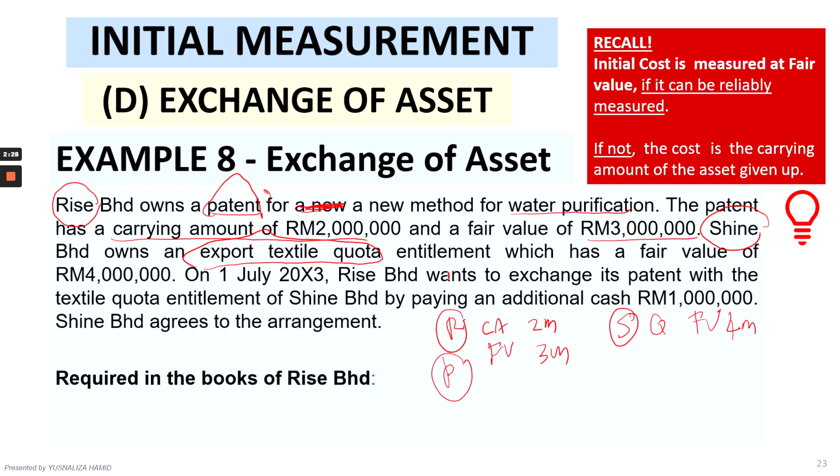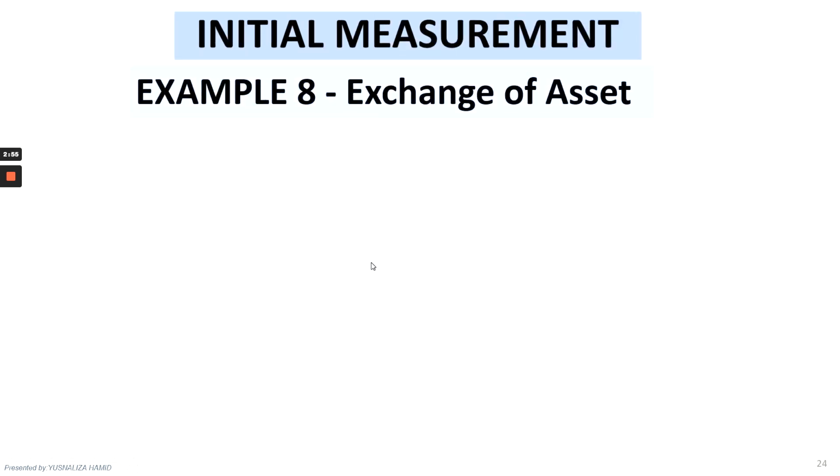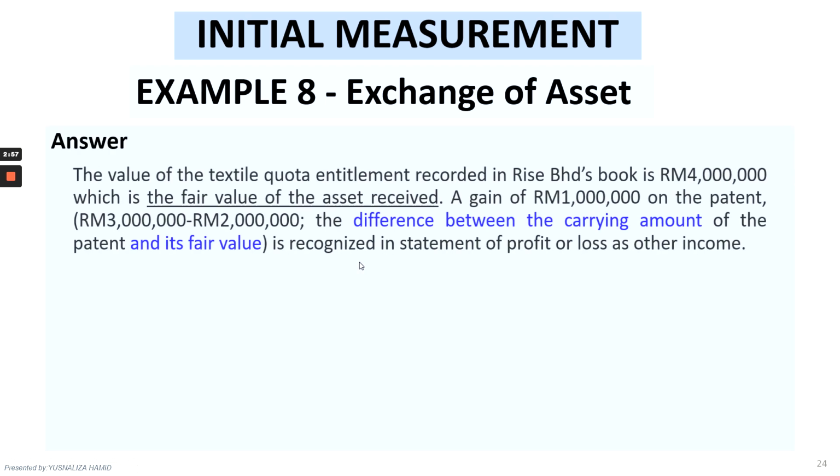So the exchange is to exchange the patent with the textile quota by paying additional cash. So some cash will have to be credited, by Rice. So you are required, in the books of Rice Berhad, to explain the accounting treatment of the exchange of these two intangible assets, patent and textile quota. So let's look at how we treat this.